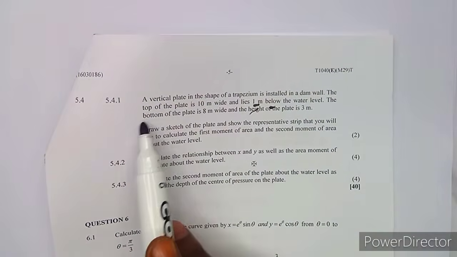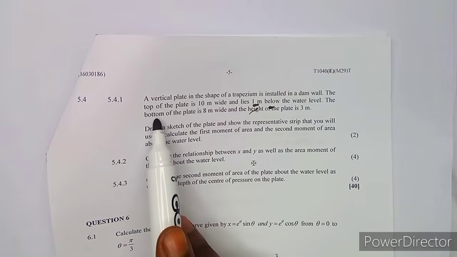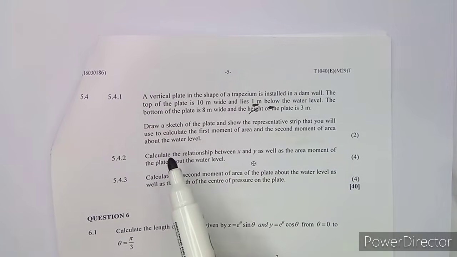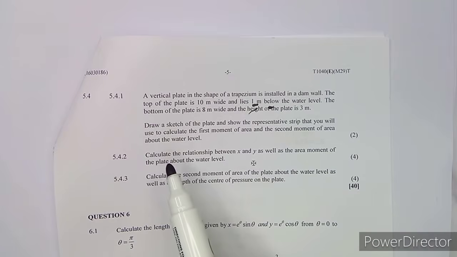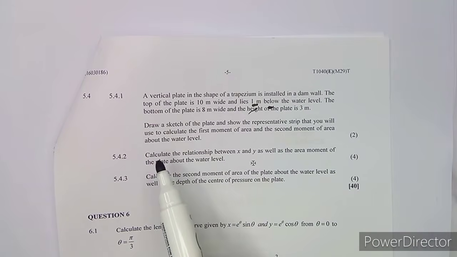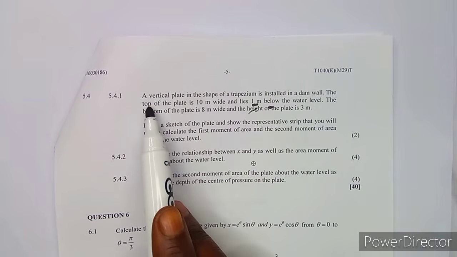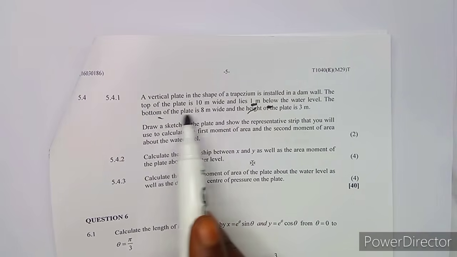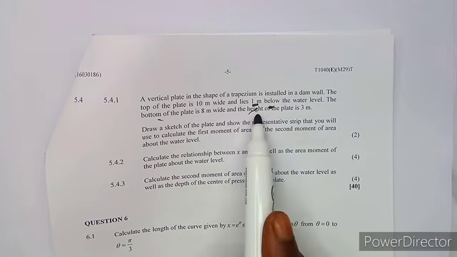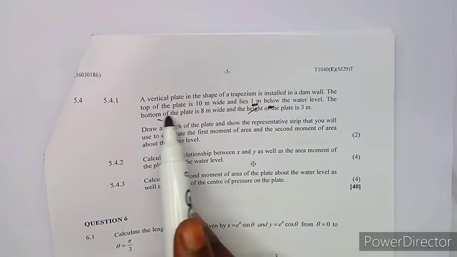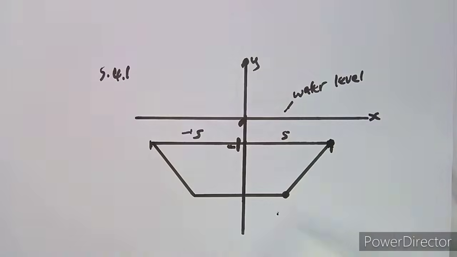The bottom. Bottom, guys, it means below. Like you are wearing a bottom, which means you're wearing something that is below the top, like a shirt, something like that. Bottom, a trouser, something like that. So bottom is below, top is above. Okay, so the bottom is 8 meters wide and the height of the plate is 3 meters. So the bottom is 8 meters.